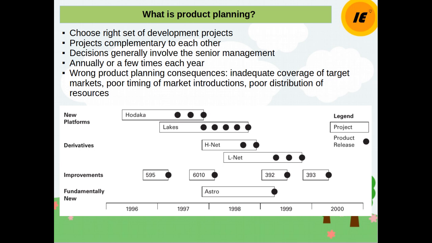Basically the product planning decision making is done by the senior management of a company, and in general they sit together annually, once in a year or maybe a few times in a year. And more importantly, if a big corporation makes a mistake on product planning, that can lead to inadequate coverage of the target market, because there will always be some bigger competitive company trying to explore and penetrate new markets, and each market has its own characteristics, so you need to play around those things.